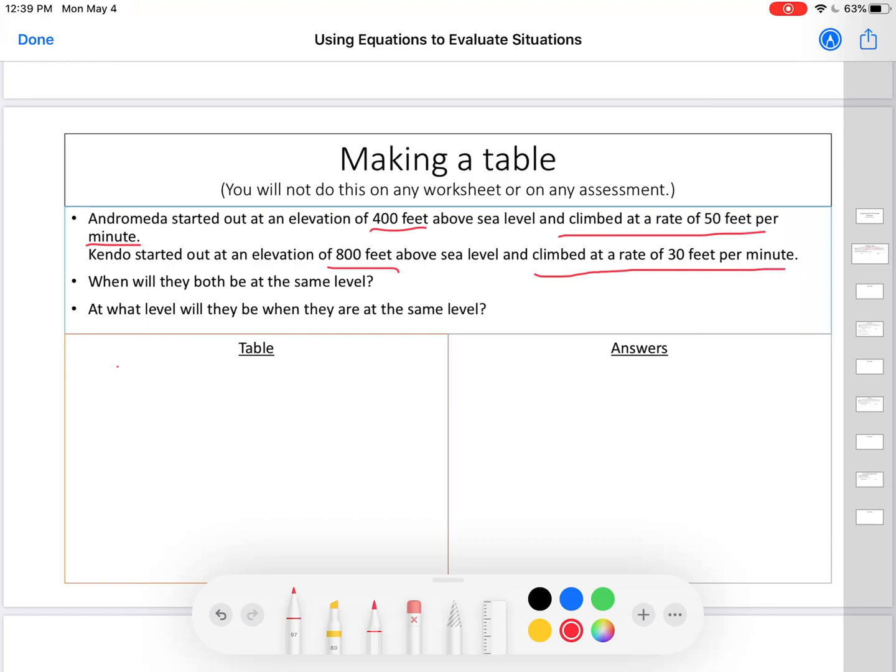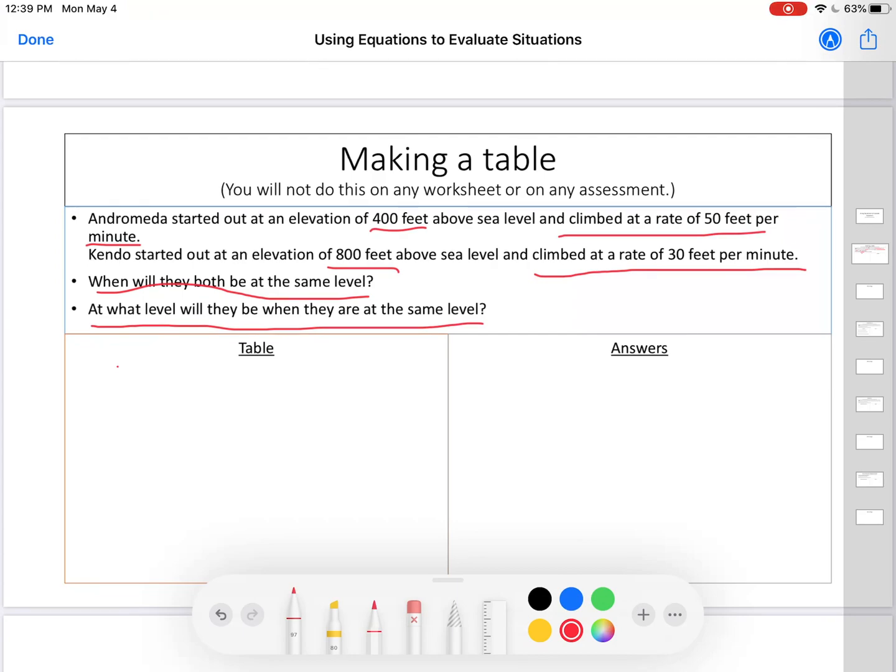Kendo climbs at a rate of 30 feet per minute. 30 feet per minute is Kendo's rate. Notice, 50 is higher than 30. That means that for every minute that goes past, Andromeda is going to catch up. Eventually, she will catch up completely, and the 2 of them will be at the same level. So the question is, when will they be at the same level? And the second question is, what is that level when they are at the same level?